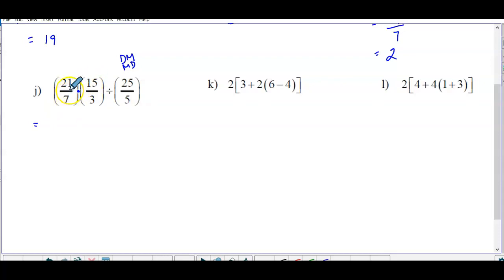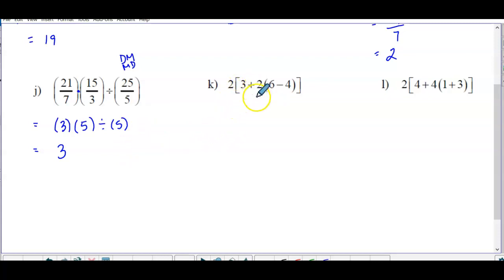So I'm going to look within each fraction. 21 divided by 7 is 3. And then 15 divided by 3 is 5. So these are all fractions that can be simplified. 25 divided by 5 is 5. So now, when I do this in order, 3 times 5 is 15, divided by 5 is 3. Okay, now in this case, if you had done them out of order, it still would have worked out the same, but sometimes it doesn't.